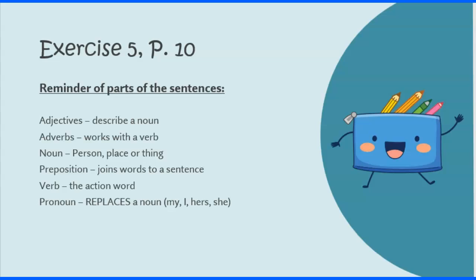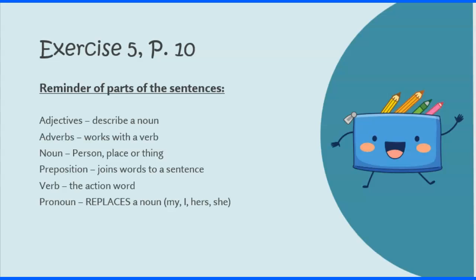So if you look at page 10, exercise 5, this is where we can pick apart one sentence part at a time. And so just a reminder of what the parts of the sentences are that we've looked at so far. We have adjectives, and remember those hang out with nouns, so they describe nouns. We have adverbs, and those work with verbs and hang out with verbs. So they tell us how something is done or when, and sometimes why. Then we have nouns, and we know that those are person, place, or thing.